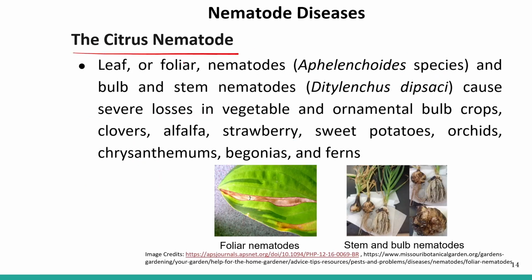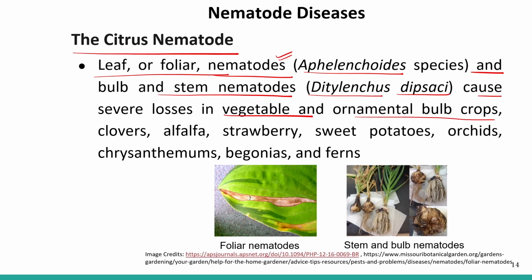Citrus nematodes also infect the leaf, or foliar nematodes. So there is a leaf or foliar nematode that infects the leaf of the plant. That is Aphelenchoides species. And the bulb and stem nematode, Ditylenchus dipsaci, causes severe losses in vegetable and ornamental bulb crops.